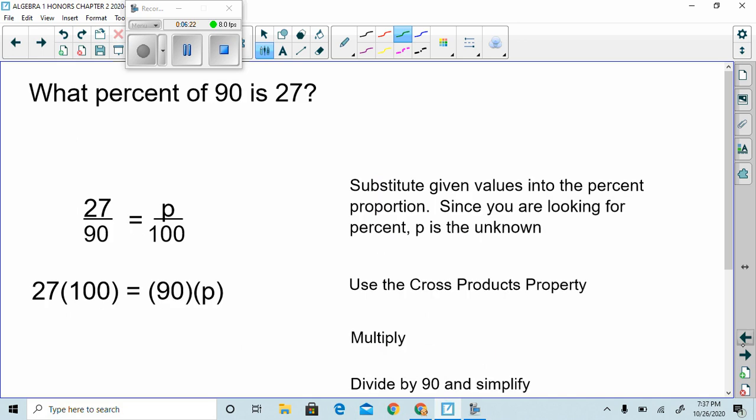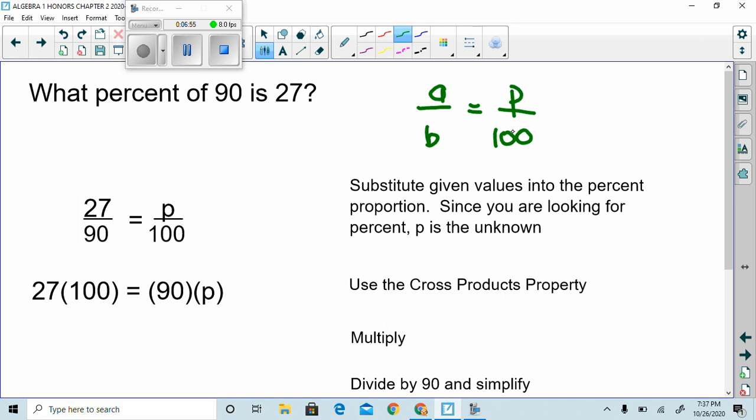Let's look at one more of this find the percent type of problem. What percent of 90 is 25? So we're going to substitute given values into the percent proportion. That proportion again is A is to B as whatever that percent is to 100, because percent is a ratio to 100. 100 is the base or the denominator. We substitute in the values because we know the total is 90 and the part is 25.